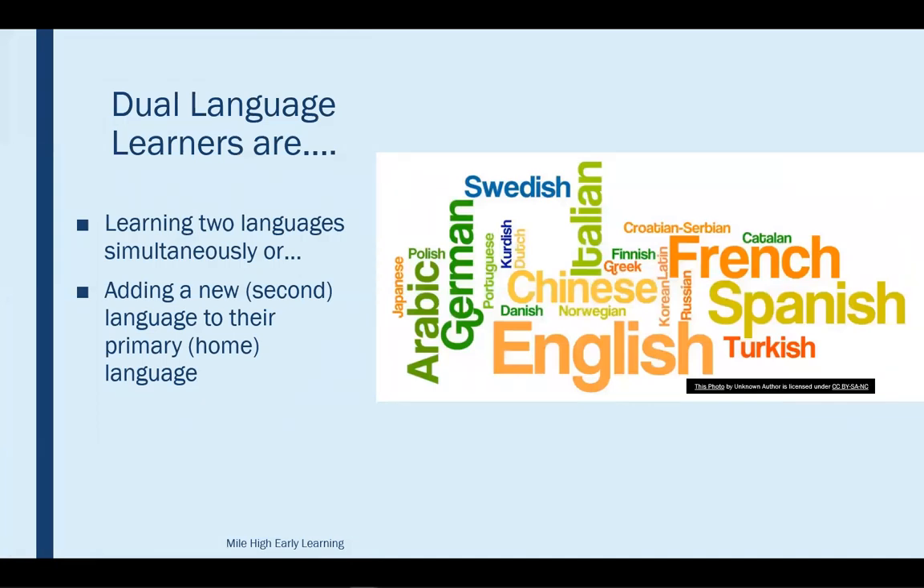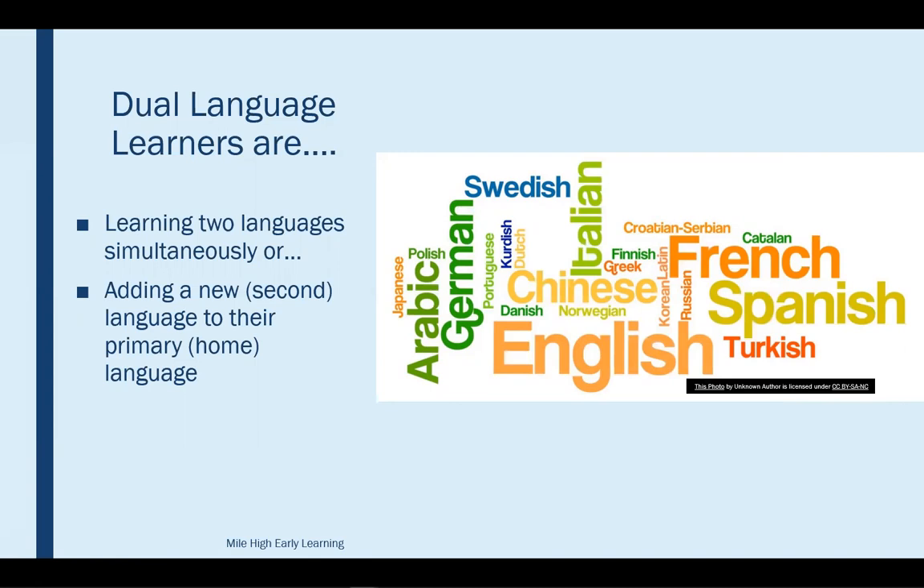Dual language learners are children in our programs who are either learning two languages simultaneously, meaning that they have exposure to two different languages such as English and Spanish in their life, and/or they are coming to a program and adding a new second language to their primary home language. These might be students who come into our programming having had no exposure to a second language, minus the language that is spoken in their home, which would then be their primary language.